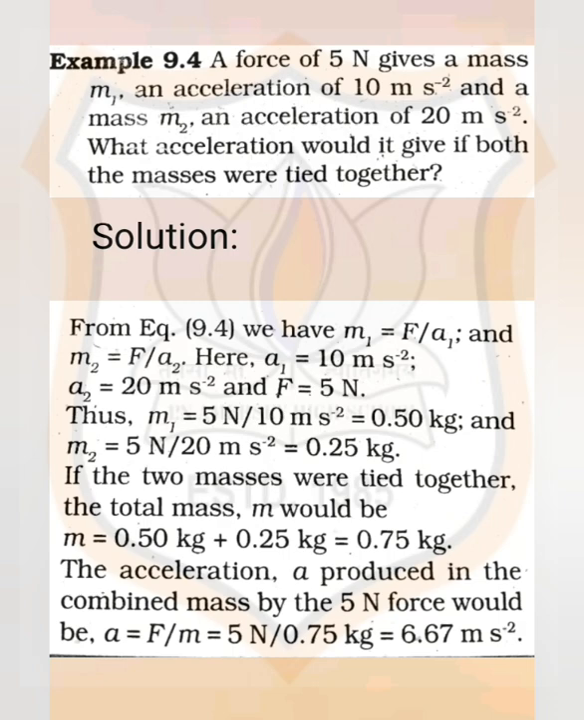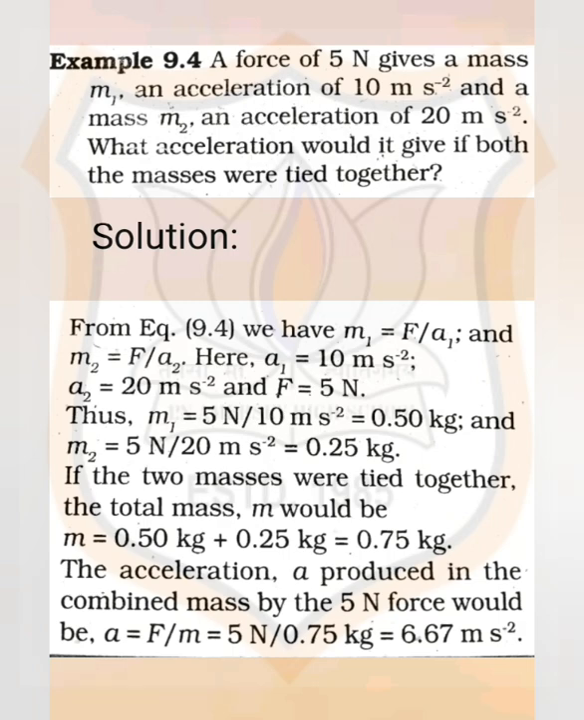Next example, example 9.4. A force of 5 Newton gives a mass m1 an acceleration of 10 meter per second square, and a mass m2 an acceleration of 20 meter per second square. So what acceleration would it give if both the masses were tied together? That means on combining both the things. So let us start the solution.